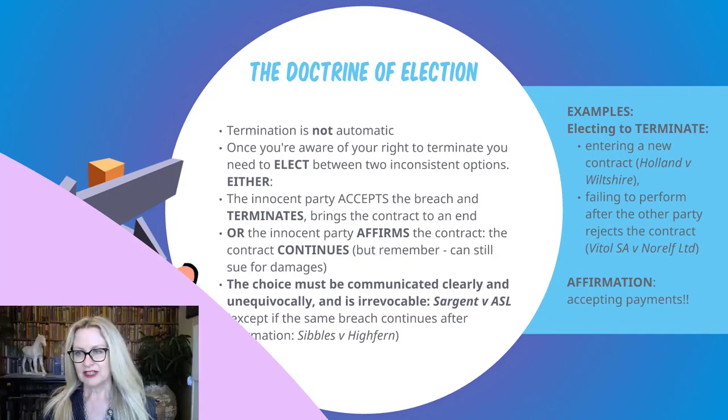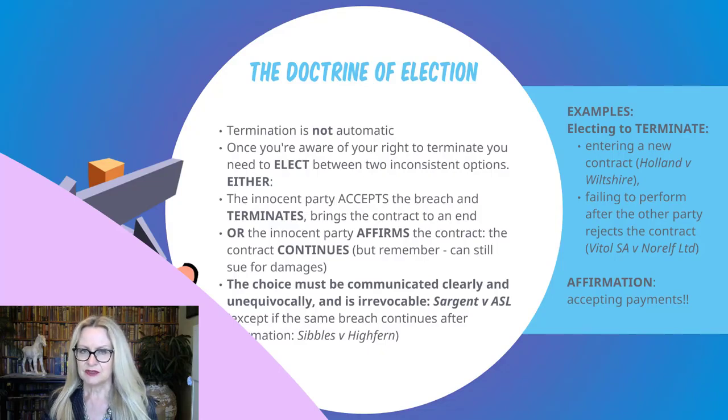Some examples. Clear instances of elections to terminate are things like in Holland and Wiltshire, where Mr. Wiltshire was selling some land to the Hollands, who defaulted, and after the Hollands defaulted, Wiltshire sold the land to somebody else. That's going to be a fairly clear message of an election to terminate. After the other party rejects the contract, we'll talk about that in just a moment, that's repudiation. After the other party rejects the contract, if the innocent party fails to perform, that can also be interpreted as an election to terminate. Have a look at Vital and North there.